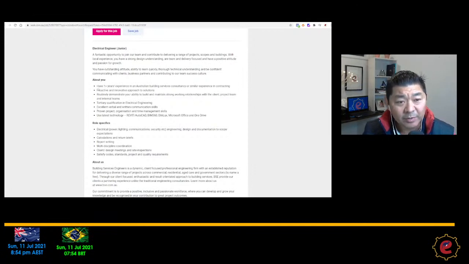So we keep going with the reading of this job vacancy, and then it's about you. You have 1+ years experience in an Australian building services consultancy or similar experience in contracting. So this dot point here, that is the local experience that they're talking about. So the local experience is experience in Australia.